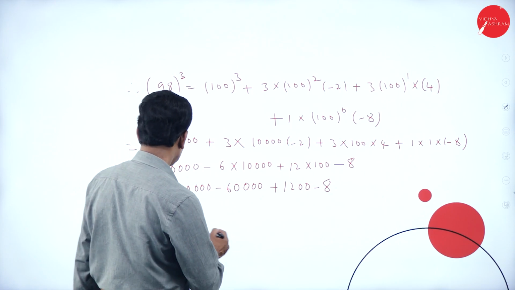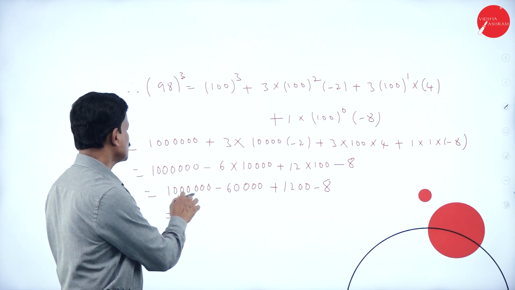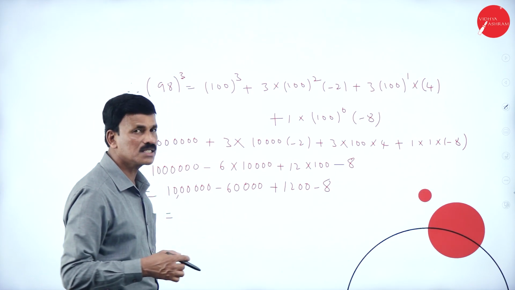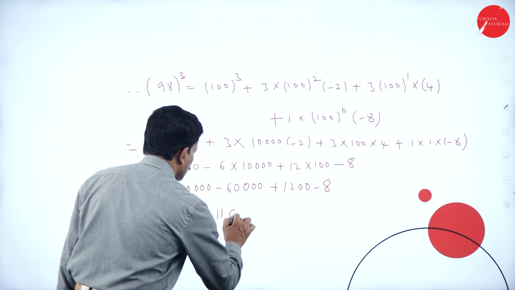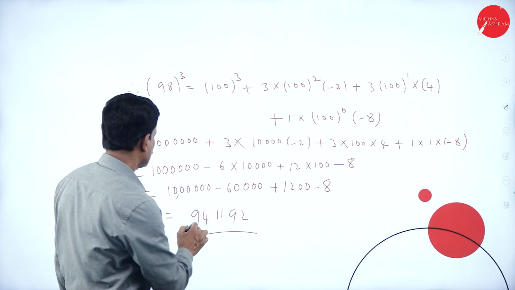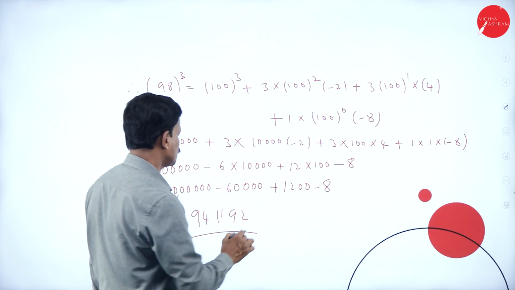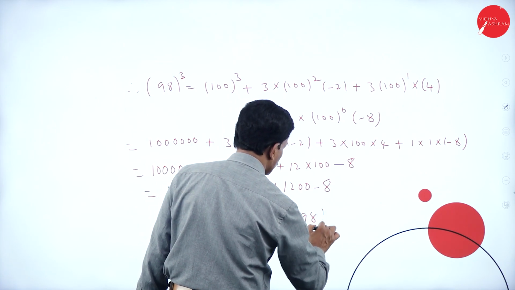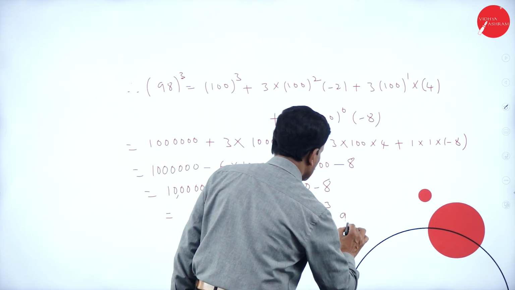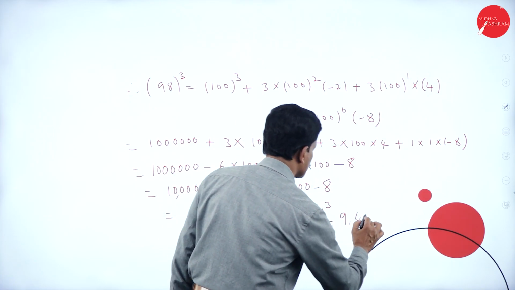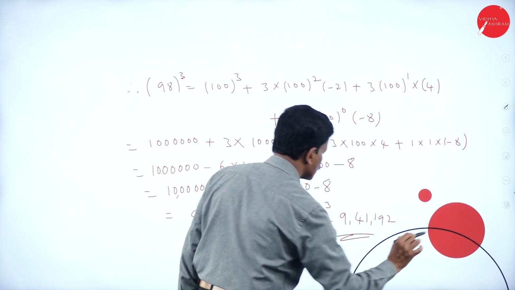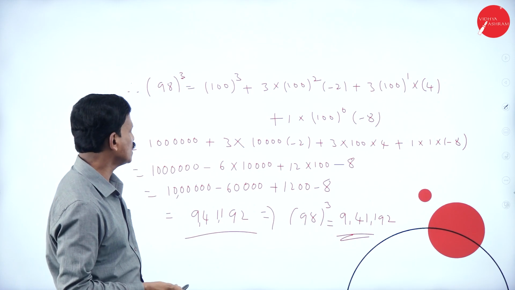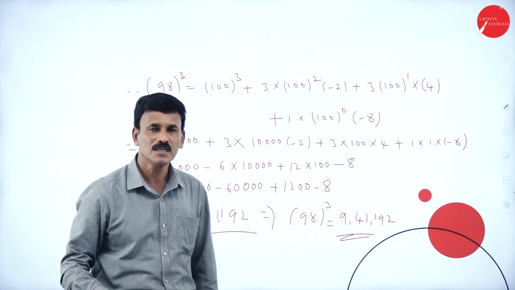Okay. So if you simplify this, 10 lakhs minus 60,000 plus 1,200 minus 8, the answer you are going to get is 941192. That's it. So 9 lakhs 41,192. So the simplified answer is that 98 to the power of 3 is equal to 9 lakhs 41,192. That's it. If you want to verify through the calculator, you can multiply 98 three times, you will get 9 lakhs 41,192. That's it. Okay. Hope you followed.